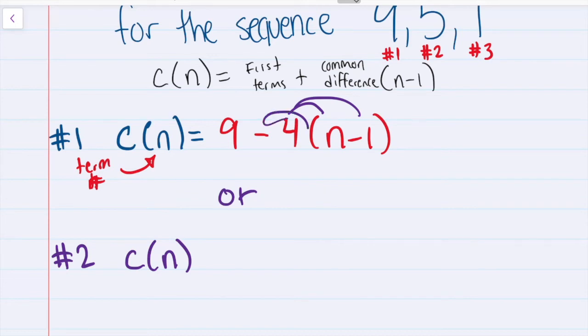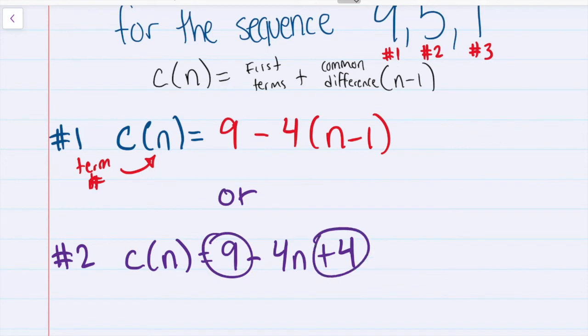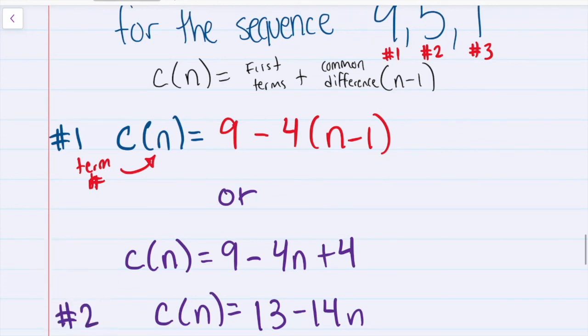So remember, that's a negative 4. We're going to distribute that negative 4 to both. So what's negative 4 times n? That'll be negative 4n. What's negative 4 times negative 1? That will be a positive 4. And what can we combine here, guys? A positive 9 and a positive 4. So that gives us C of n equals 13 minus 4n. So in fact, this is going to be our second way you could write the same formula.